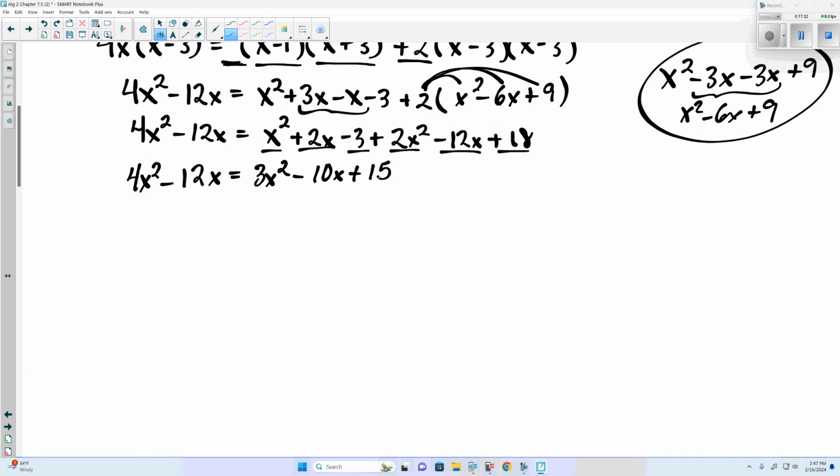Well, we have quadratic terms, so we need to get this equal to what? 0, yes. Now we can move our 4x squared and negative 12x over to the other side, or we can move the 3x squared, negative 10x, and 15 to the other. Well, I don't know about y'all, but I'm a fan of whatever is going to provide the least number of steps. Kind of easier to move 2 than it is to try to move 3. The only downside is that our x squared term is going to be negative, but that's fine.